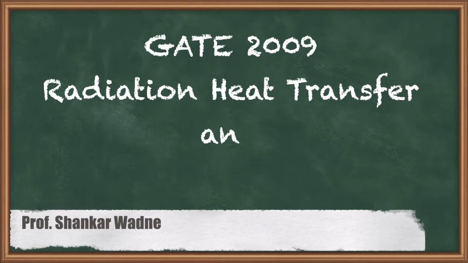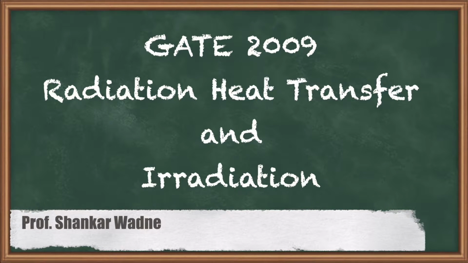Hello, my dear students. In this lecture, we are going to see one previous year GATE numerical. This question was asked in GATE 2009 for 4 marks. It is a common data question. Here, common data is provided for question number 1 and question number 2, and each question is for 2 marks. Therefore, total marks for this question are 4 marks.